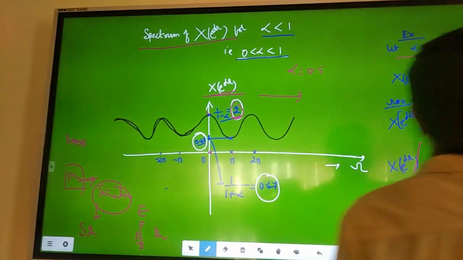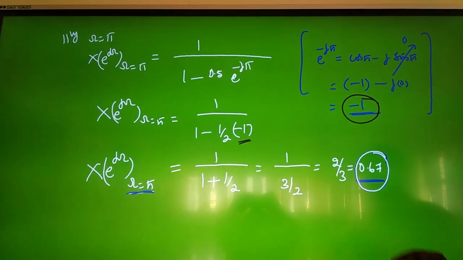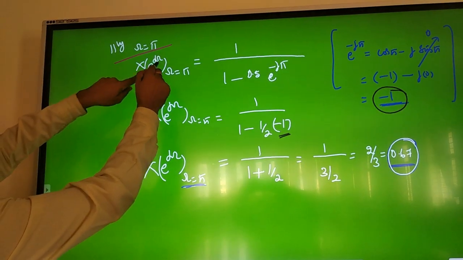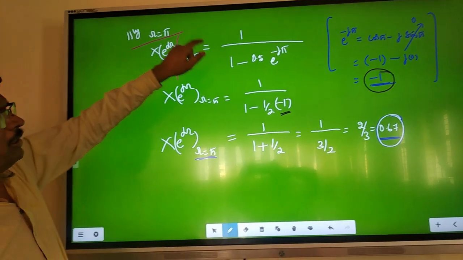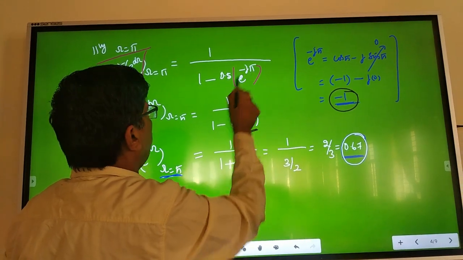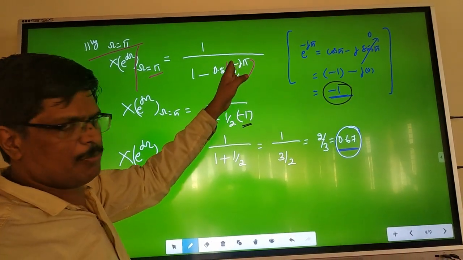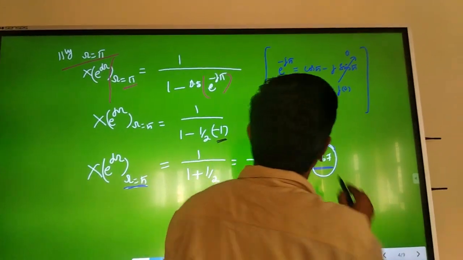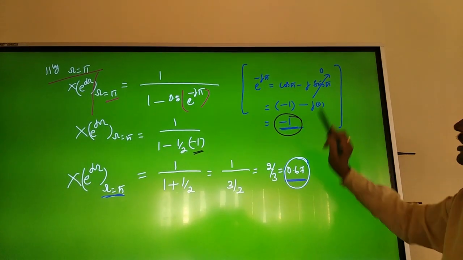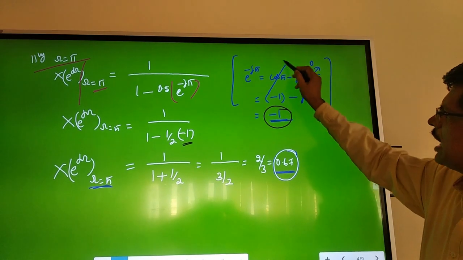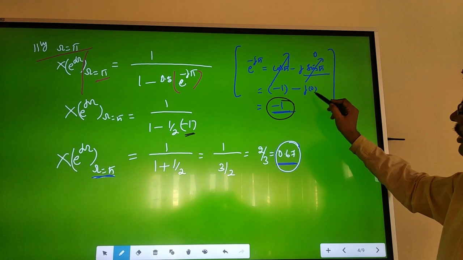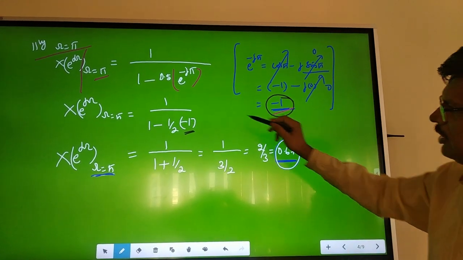Similarly, at pi you substitute in this formula. For example, X of e power j omega at omega is equal to pi. You will get 1 by 1 minus 0.5 into e power minus j pi. Pi you substitute. I know this e power minus j pi formula is there. E power minus j pi is equal to cos pi minus j sin pi. That is cos theta minus j sin theta. What is cos pi? Cos pi is nothing but minus 1. And sin pi, for pi, 2 pi, any multiple of pi, is 0. Therefore, it is minus 1.